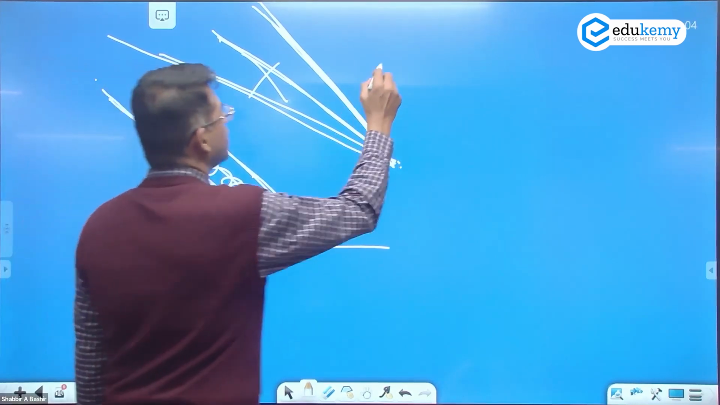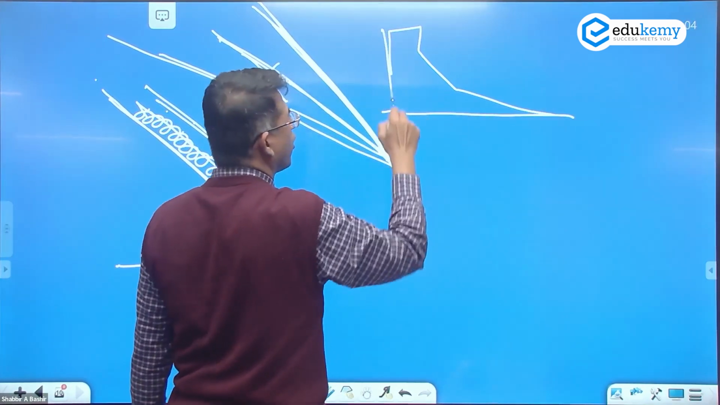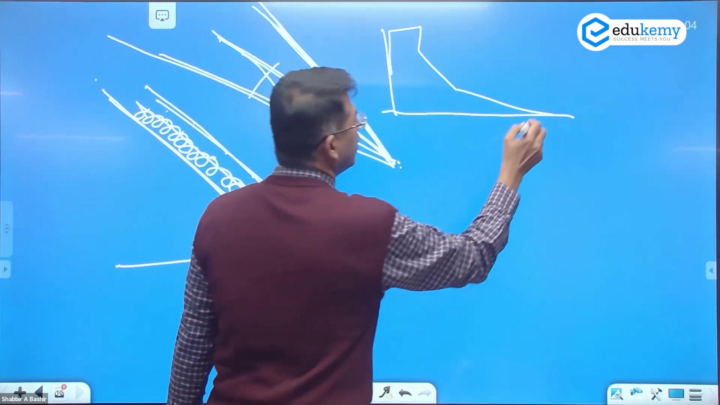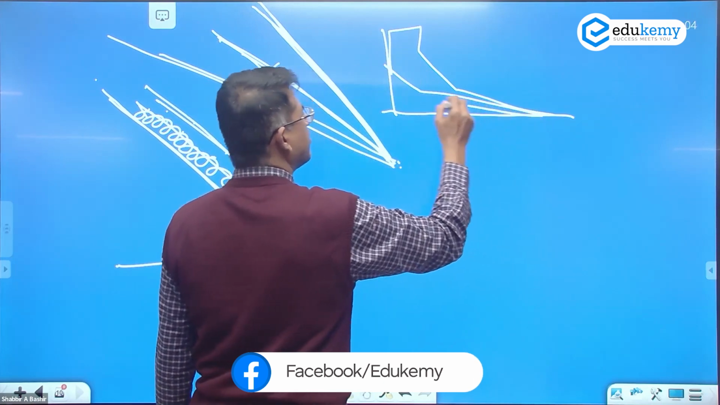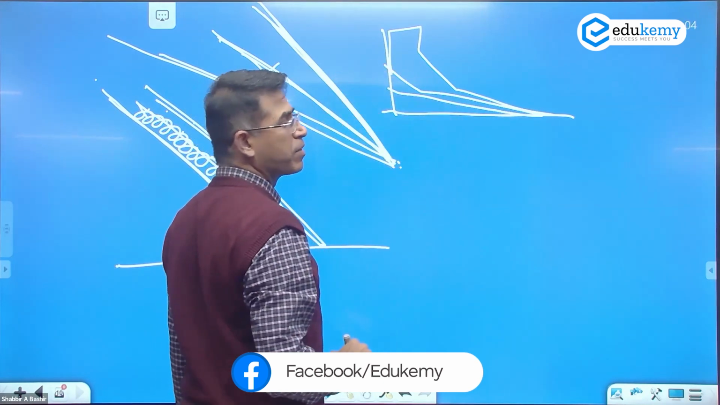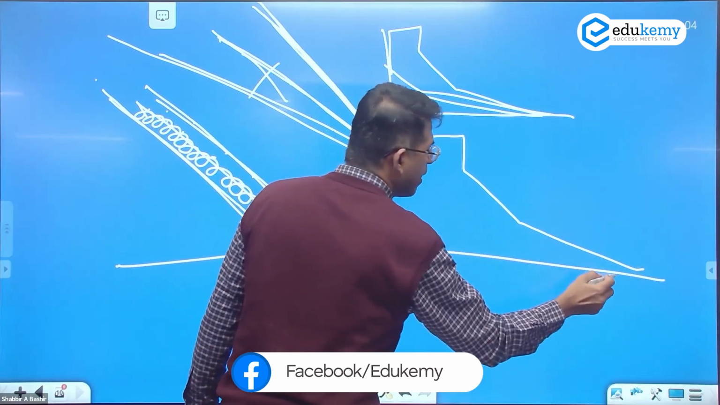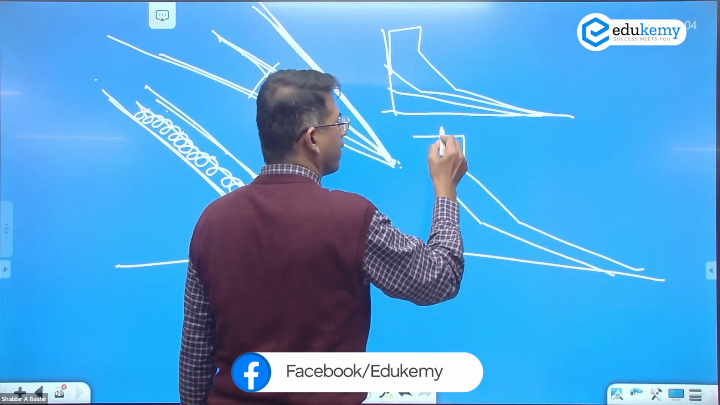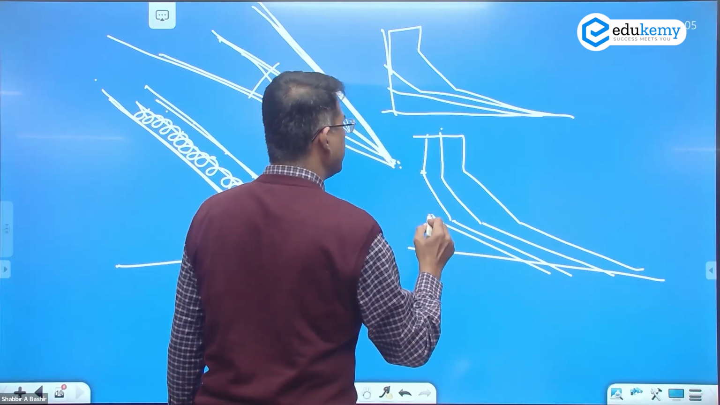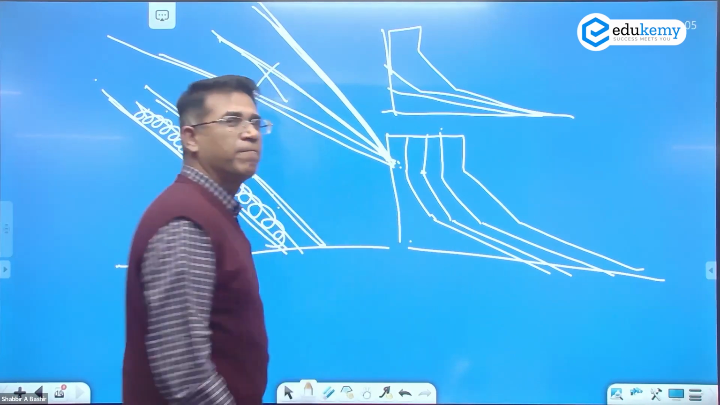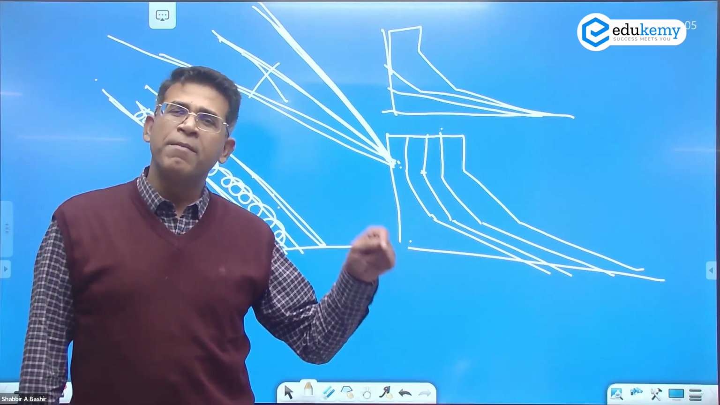So if this is the initial landform, for Penck's model it will form like this, then like this, then like this. But for L.C. King, the slopes are moving parallel. The slopes are getting eroded parallel. Can you imagine here? That's why L.C. King's model is called parallel retreat.